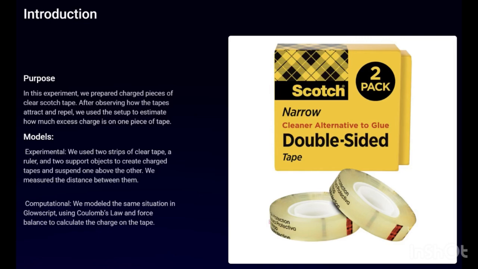For the experimental model, we used two strips of clear tape, a ruler, and two support objects to create some sort of charged tapes and suspend one above the other. And then we used a computational model where we modeled the same situation in GlowScript using Coulomb's law and force balance to calculate the charge on the tape.